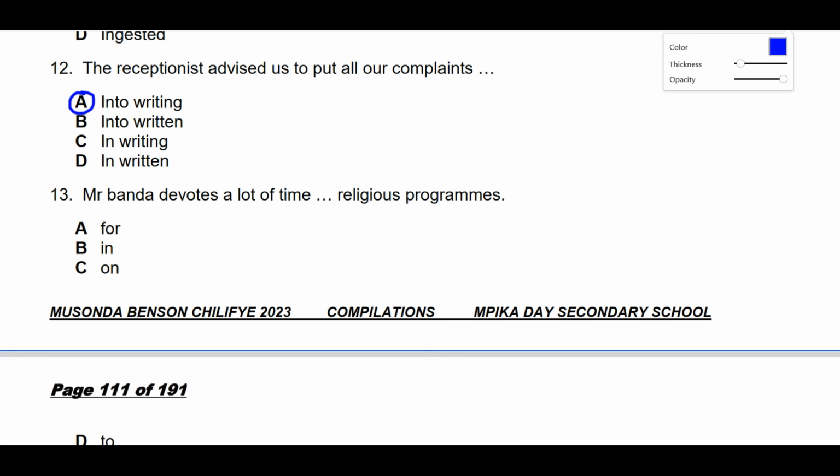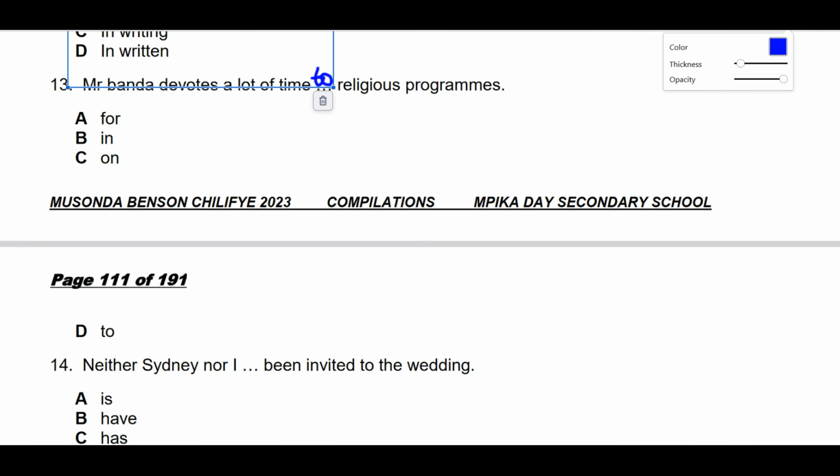Then number 13, Mr. Banda devotes a lot of time dash religious programs. So the answer for number 13, we have A, for in, so the answer should be 2. So let's check D. Okay, so yes, we have D.